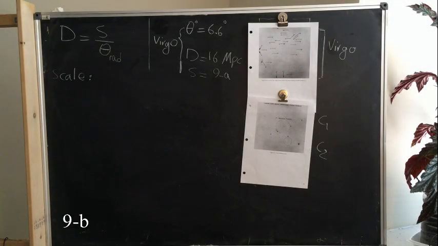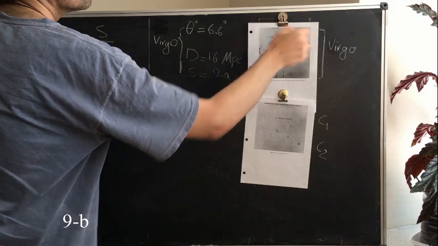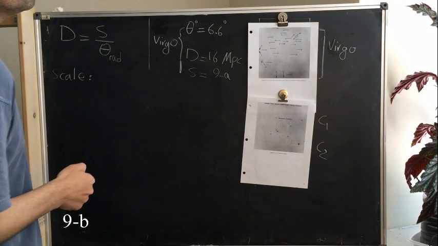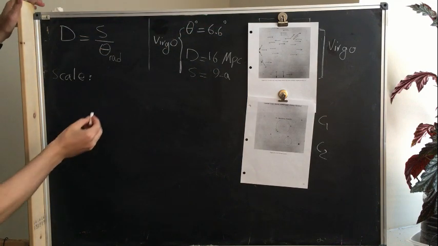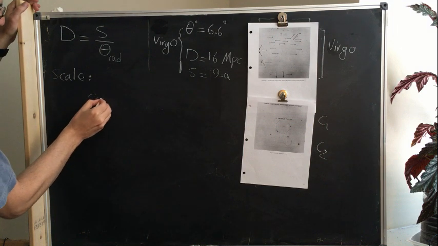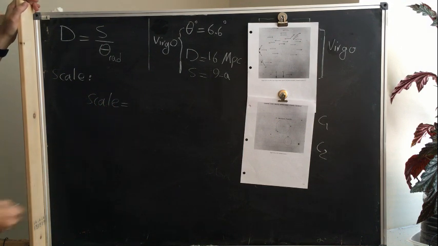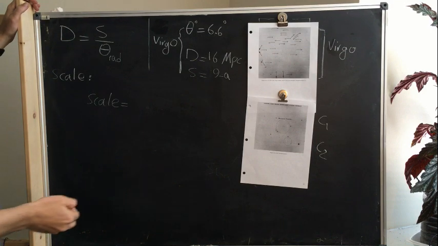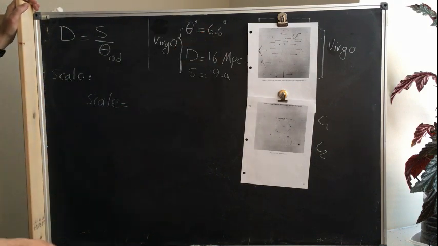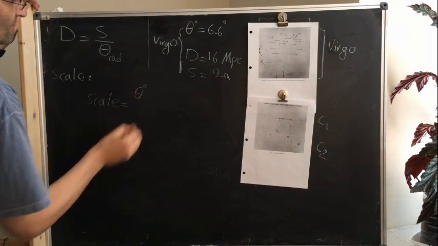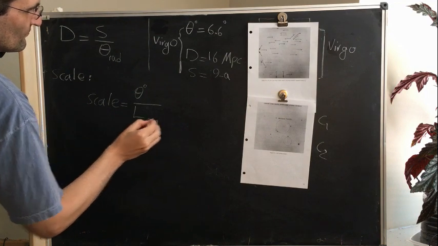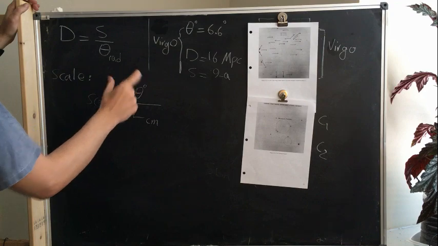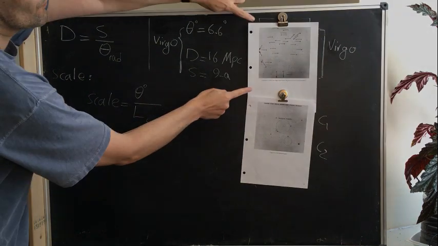Next, we need the scale. We need this scale for C1 and C2, but we should use Virgo to find the scale. This is the Virgo. For Virgo, we have true size, and we have angular size, and we can measure the size using a ruler or scale. So this scale is equal to angular size in degrees. We have this number divided by the same size in centimeters. You should use a ruler to measure this length.